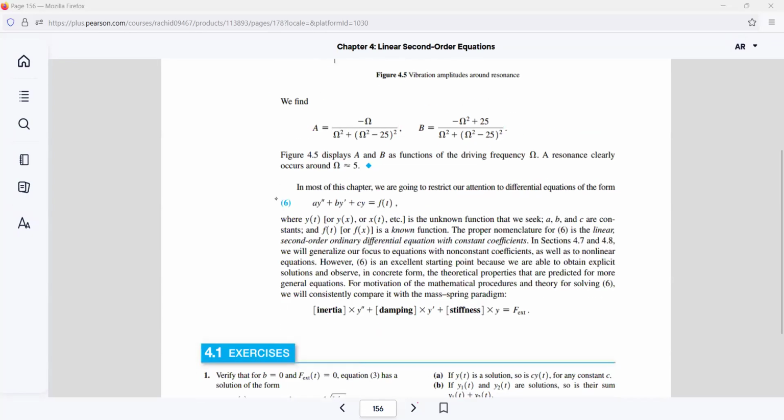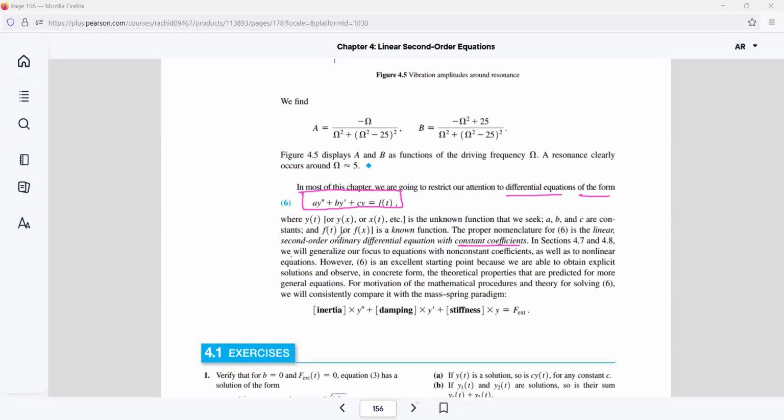All right. So to conclude, this chapter is interested in differential equations. They are second order, and starting with linear, and particularly with coefficients A, B, and C, as we saw, to start being constant coefficients, right? And then we will be interested in this f of t. So let's see here. We will generalize our focus to equations with non-constant coefficients afterwards, as well as to nonlinear equations.